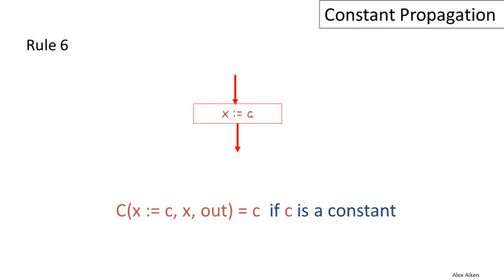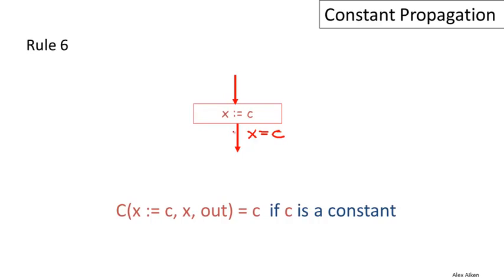Another possibility is that we're assigning x the constant c in a statement. In that case, the out of the statement is going to be equal to c. All right, so it doesn't matter what the state of x was before the statement. After we execute the statement, x will be the constant c.